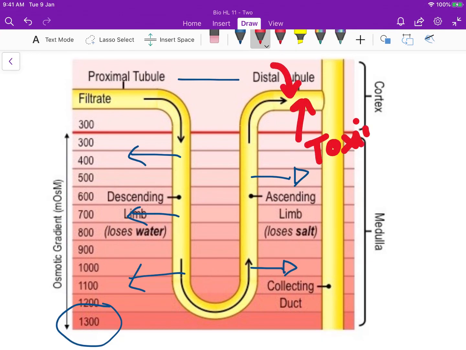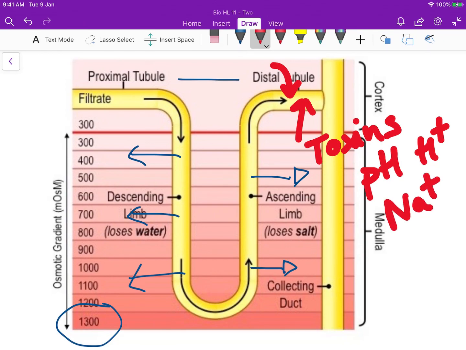So the final thing to talk about what's happening in the distal was that we could get toxins being added in, and it also does some further balancing of pH because it can absorb H+ ions, and further balancing of Na+ and K+ ions.